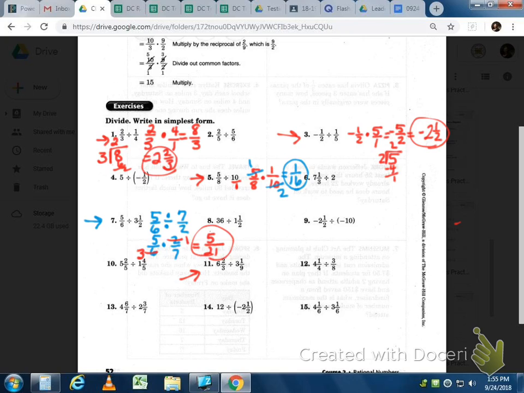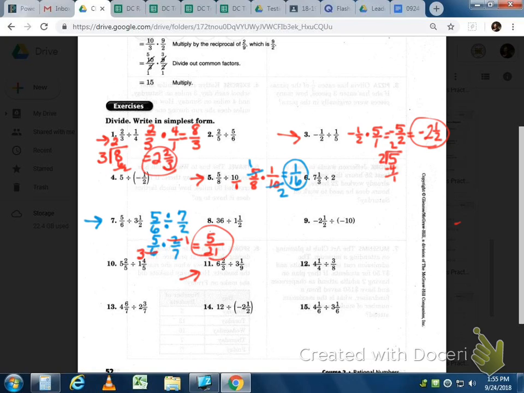Okay, so we are going to skip ahead to number 11. 6 2/3 divided by 3 1/9. Both of them have to be rewritten as improper fractions before you change to multiplication. So who's going to do this one? Who hasn't gotten a ticket yet that wants to try for one? Nico? 6 2/3. What's that going to become?